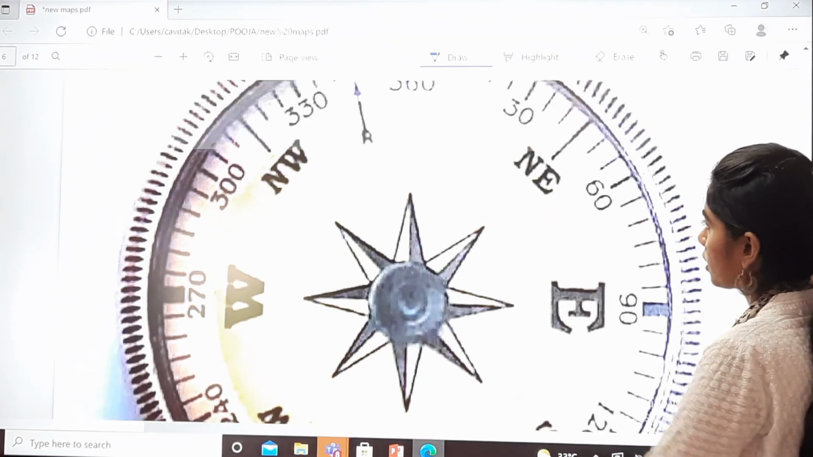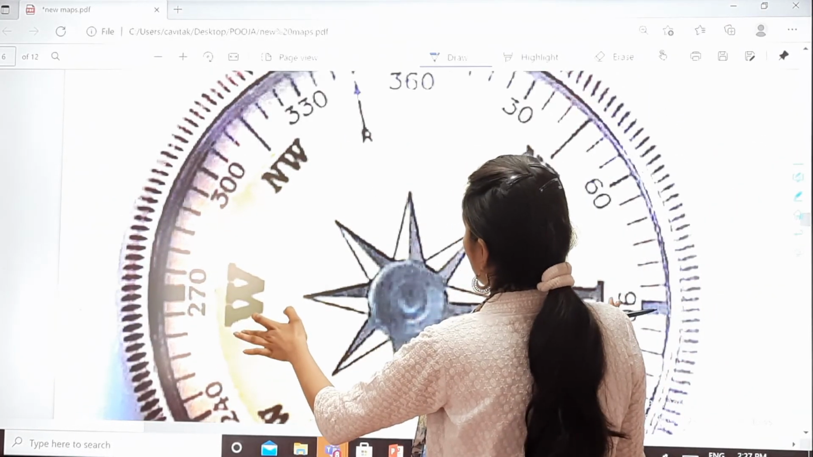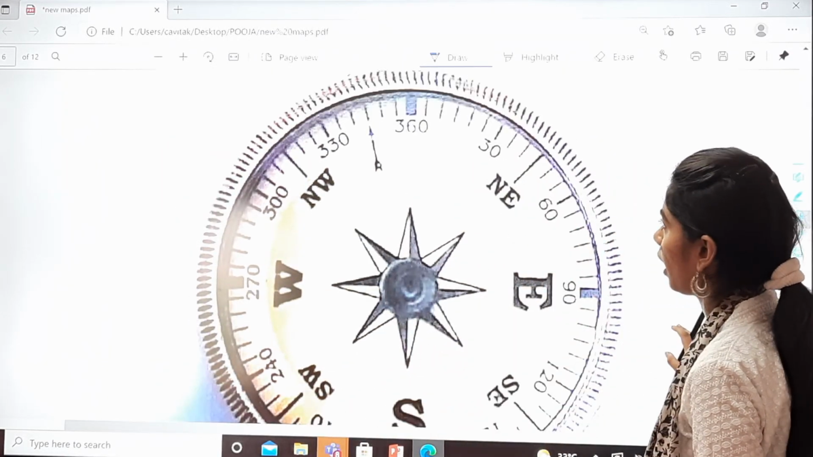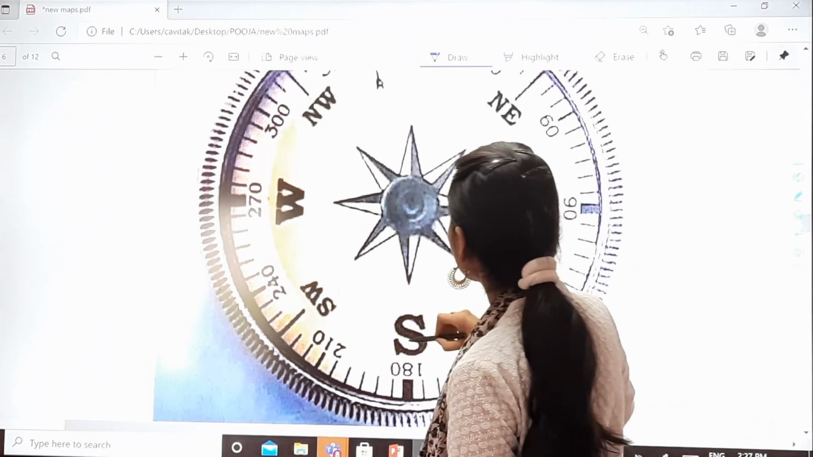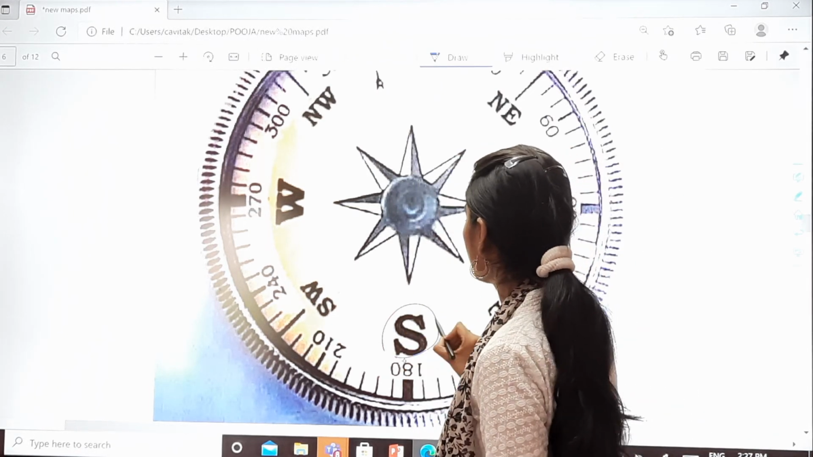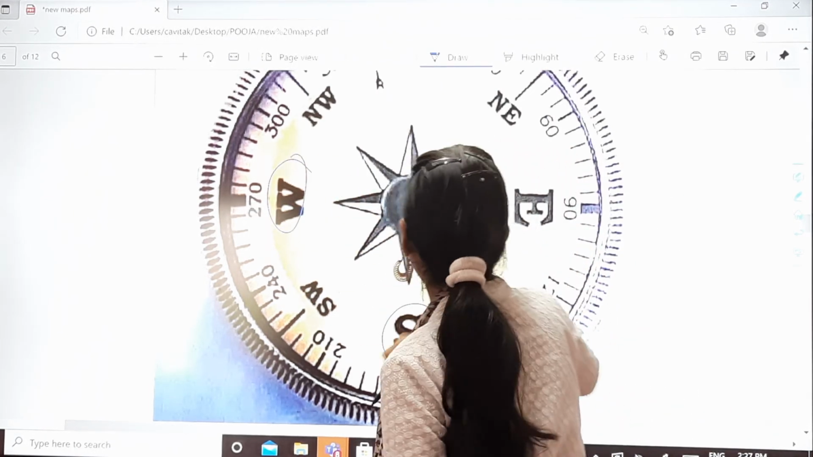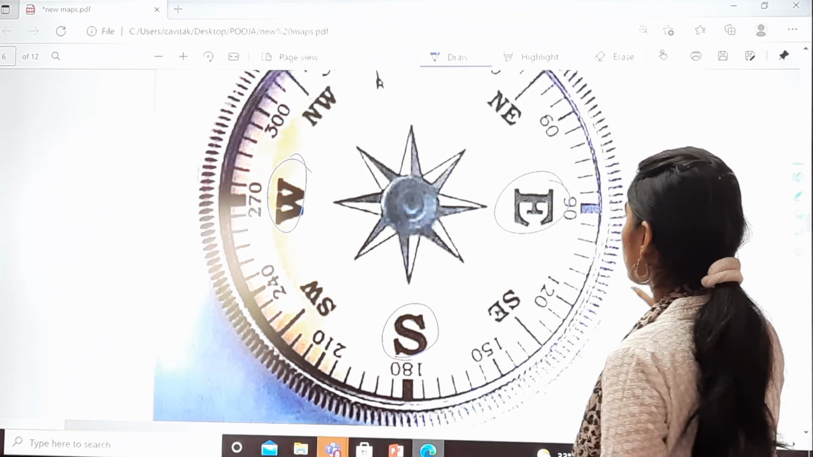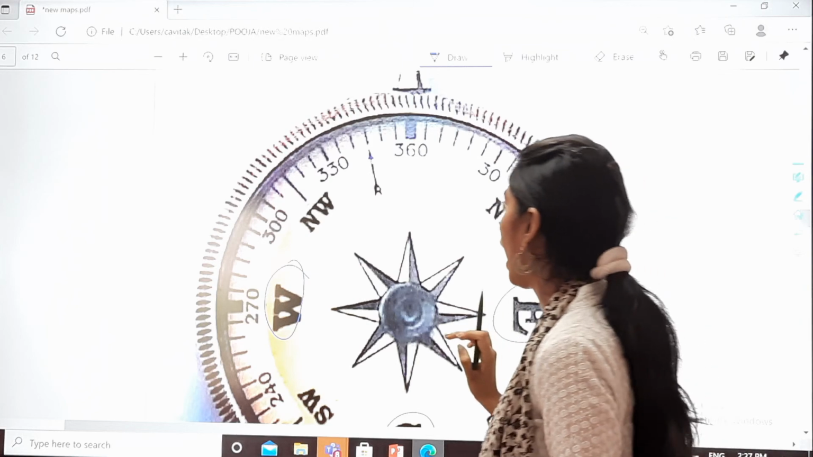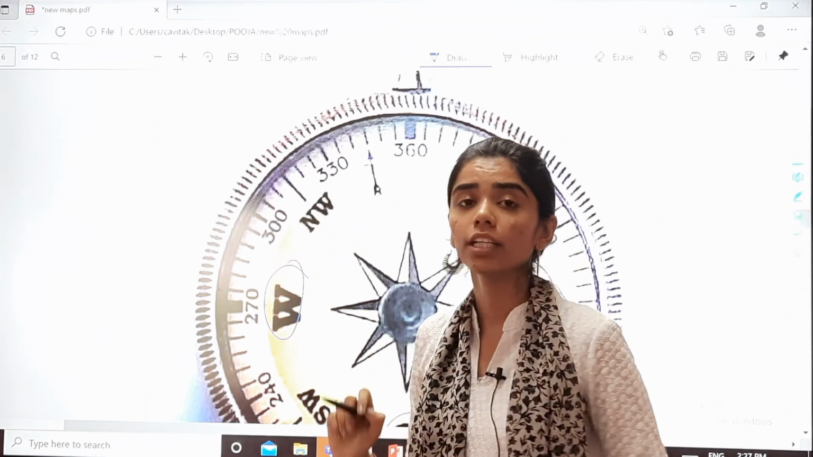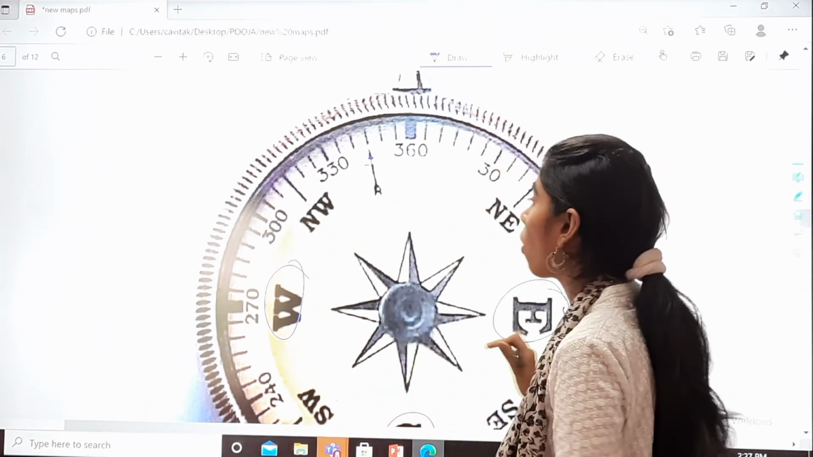Okay children, see, I'll just show it to you once again. See, this is the north-south direction. All the directions we can see very clearly. This is south, this is west, over here is east. All the directions we can see very easily. And what they have said is that it always points towards the north-south direction.